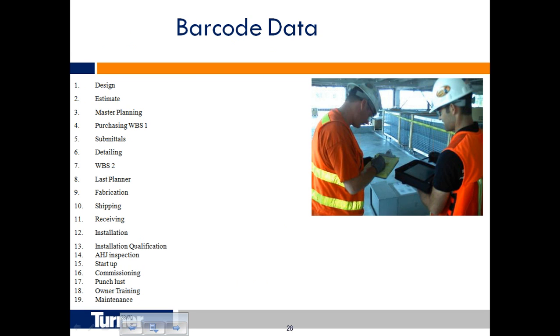We talked a lot about assembly lines, and we talked about buildings being an assembly line, but when you start to think about it, data is an assembly line also. And here is just an example of what we mapped out for information. So if you imagine a light, the information for it is used in the design, the estimate, the master planning, the purchase, work breakdown structure, submittals, detailing, a lot of times the second work breakdown structure, last planner, fabrication, shipping, receiving, installation, qualification, inspection, startup, commissioning, punch list, owner training, and maintenance.